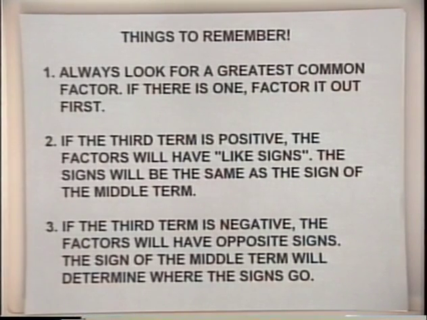If the third term is positive, the factors will have like signs. The signs will be the same as the sign of the middle term. If the third term is negative, the factors will have opposite signs. The sign of the middle term will determine where those signs go.